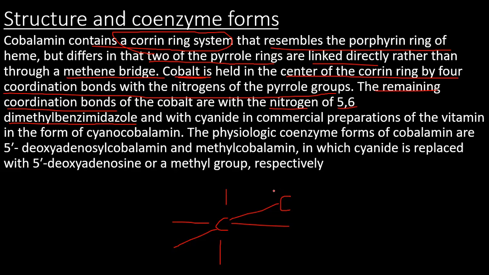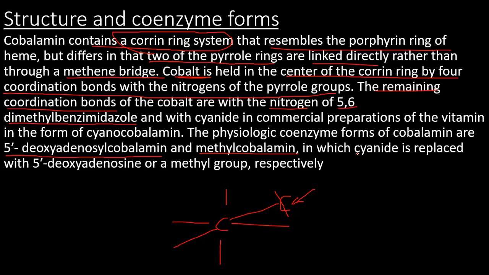In the physiologic coenzyme, this cyanide is replaced with 5'-deoxyadenosine to form 5'-deoxyadenosylcobalamin, and also the 5'-deoxyadenosine can be replaced with a methyl group here. So this is the position where it is changing. If that is replaced with the methyl, we will form methylcobalamin. These are the coenzyme forms of the vitamin.